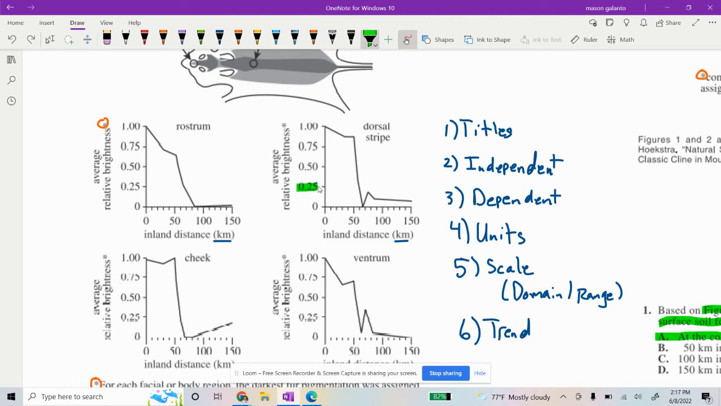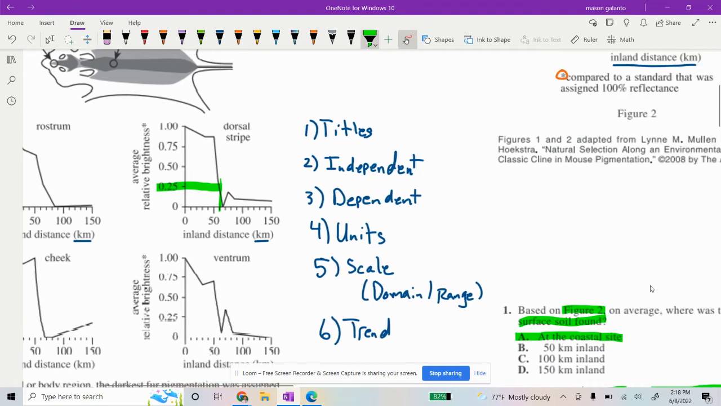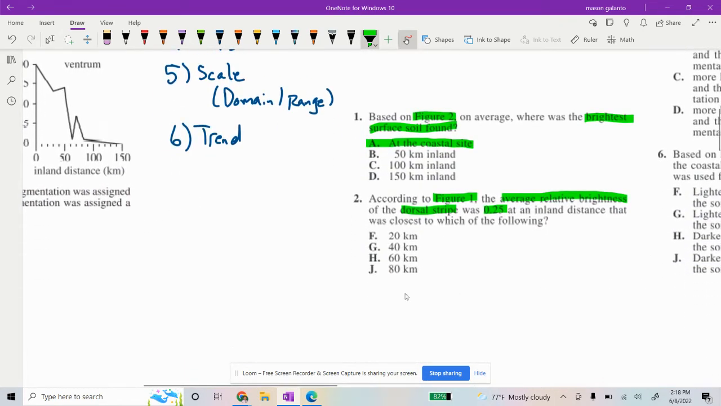0.25 reflectance, or relative brightness, is here. And if we go straight across, we notice that it hits at an inland distance of about 60. And if we look at our answer choices, that is appropriate. I'm pointing this out because it should be that easy.